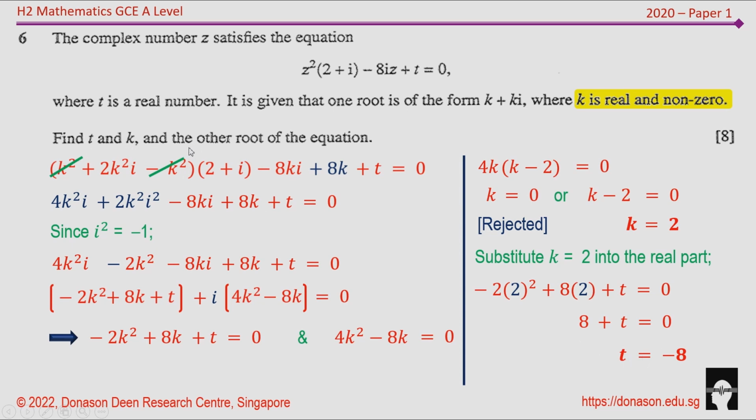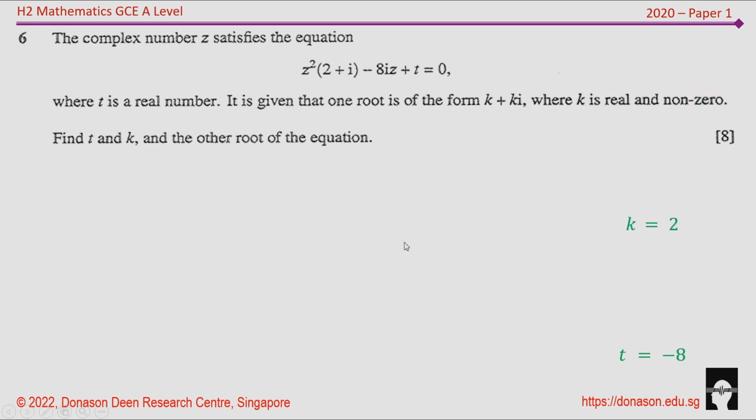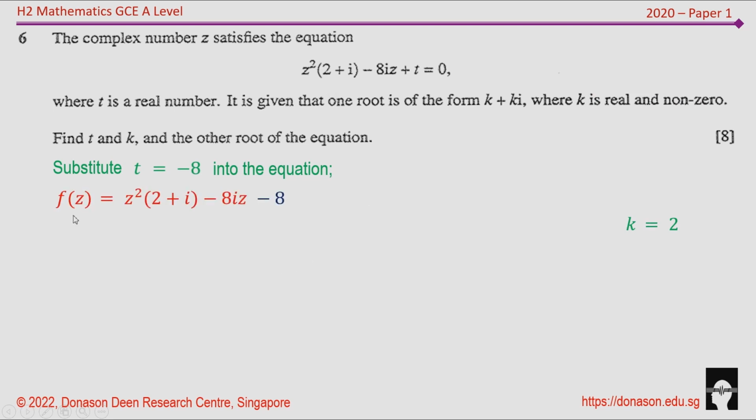And we are also told to find the other root of the equation. So let's find the other root of the equation. We have gotten all these values, t equals negative 8. If I substitute t equal to negative 8 into the equation, the equation now becomes f(z) is equal to z squared minus (2 plus i)z minus 8i. I've just copied it down, only that I replaced t with minus 8. So that is the function of z.